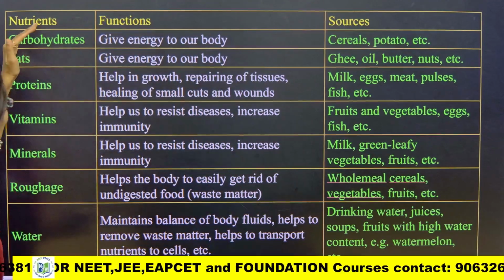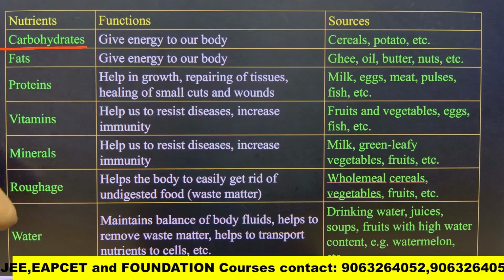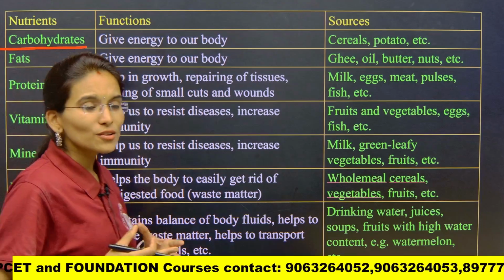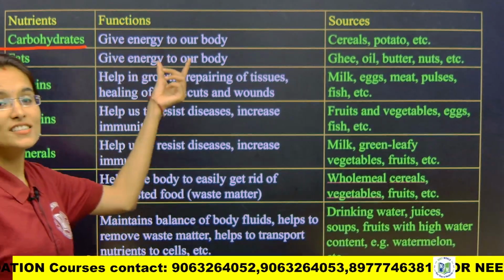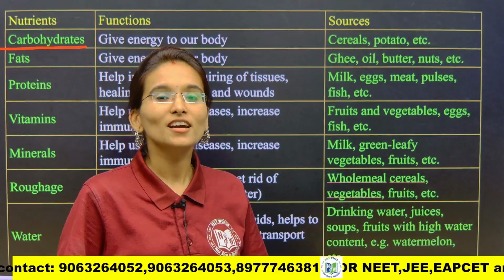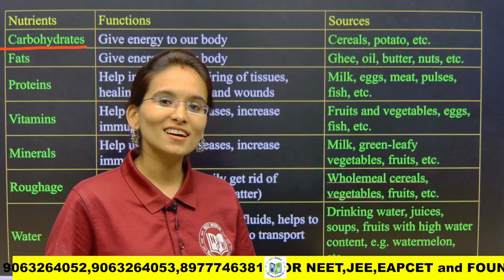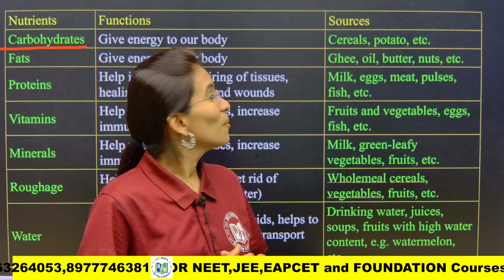Now here are the nutrients. The first one is carbohydrates. What is the main role of carbohydrates in our body? They are going to give energy to our body, to perform different types of activities. To perform all the activities in our daily life, carbohydrates are going to produce energy for our body.